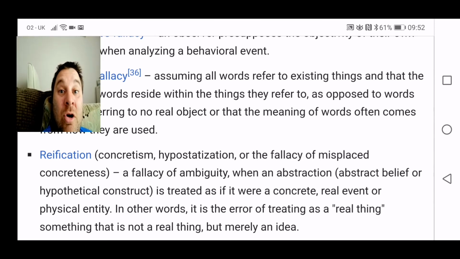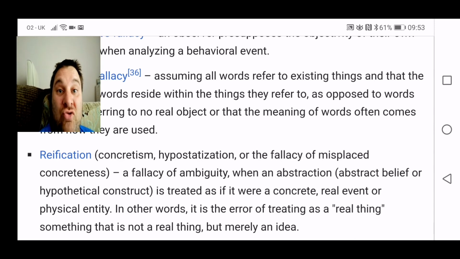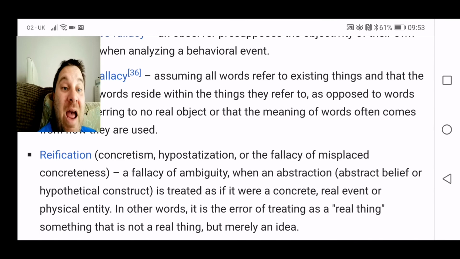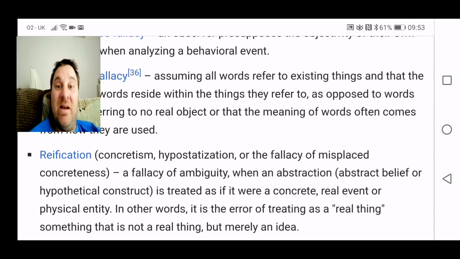Well, doesn't that explain the globe? The heliocentric model. Reification. Because they're what they call it. It's when an abstract belief or hypothetical construct is treated as if it were a concrete, real event or physical entity. In other words, it is the error of treating as a real thing something that is not a real thing, but merely an idea. And that's what the heliocentric model is. It's just an idea. It's a theoretical construct. And people treat it as a real thing. So basically they're using that. Reification. Yeah?